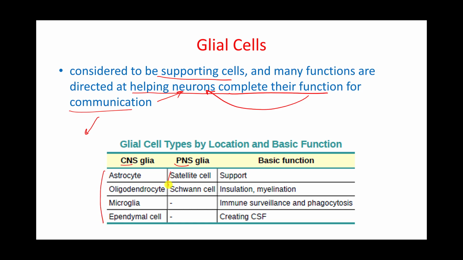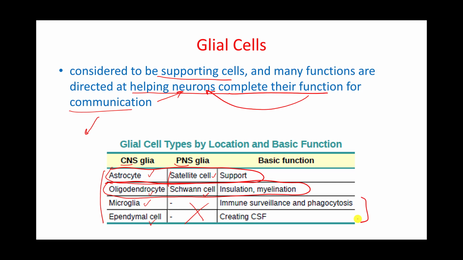For the central nervous system, we have astrocytes, oligodendrocytes, microglia, and ependymal cells. For the peripheral nervous system, we have satellite cells and Schwann cells. Now, astrocytes and satellite cells are providing the same function. Oligodendrocytes and Schwann cells are providing the same function. Whereas microglia and ependymal cells, so far we are not aware that they exist in the peripheral nervous system, and these are their functions.